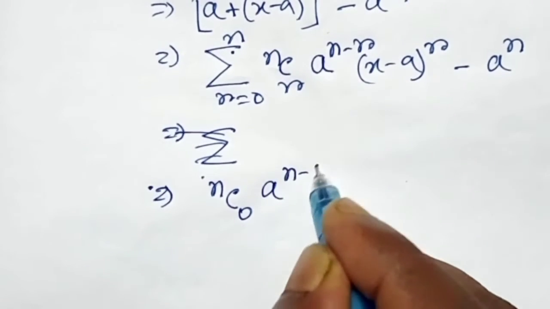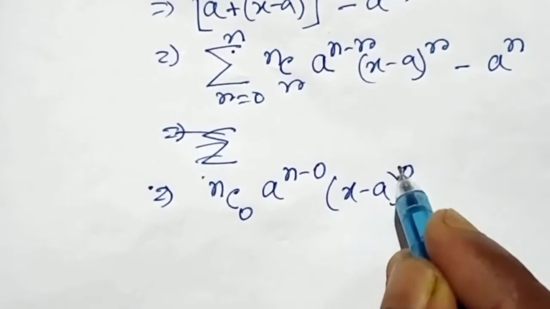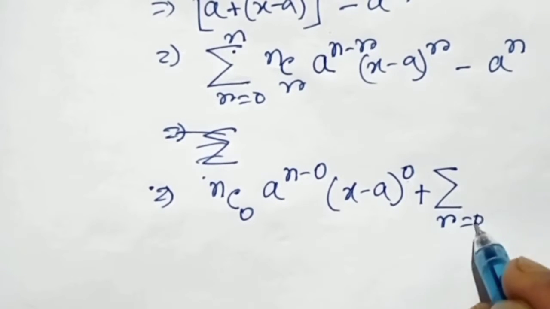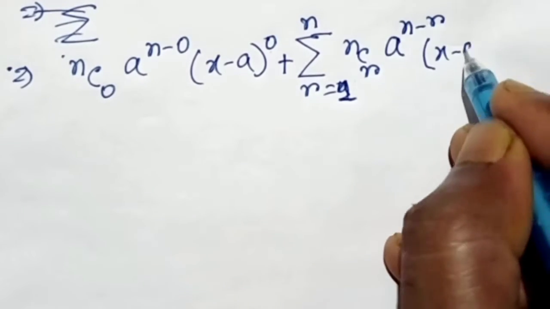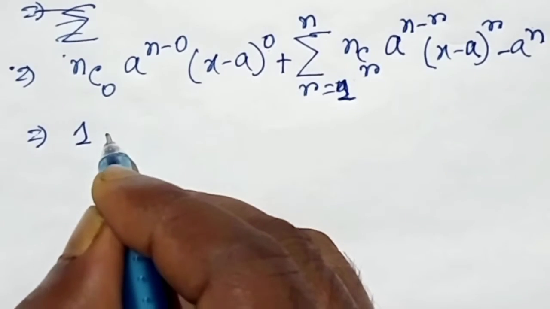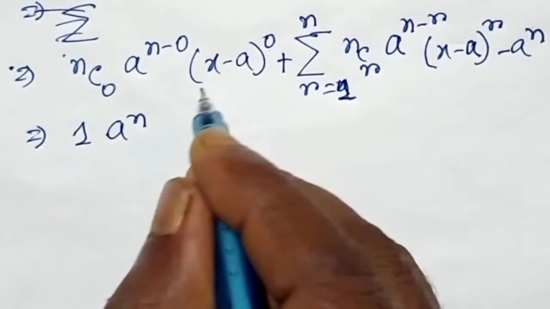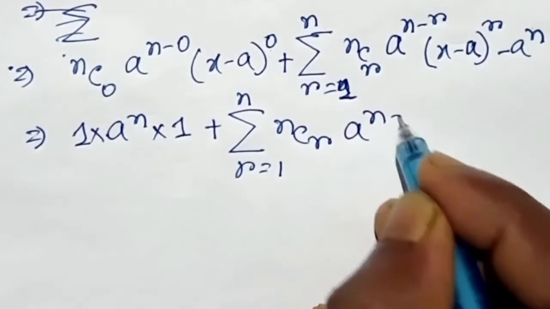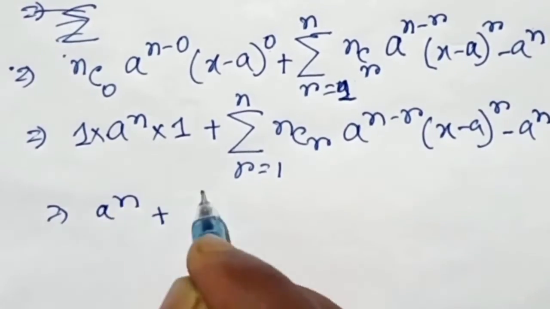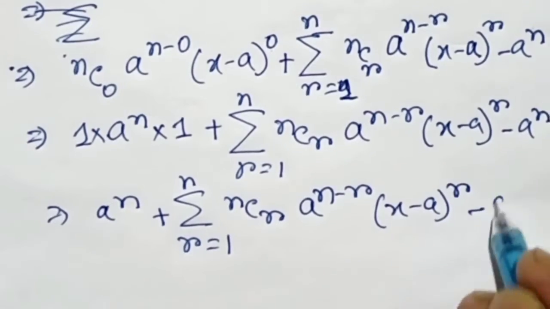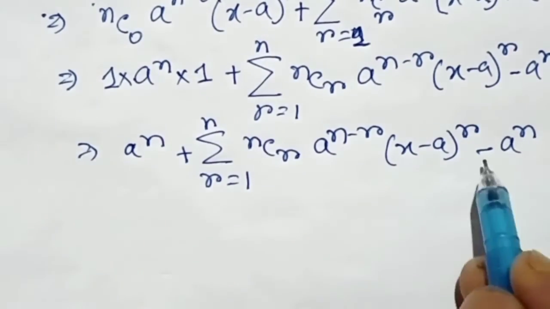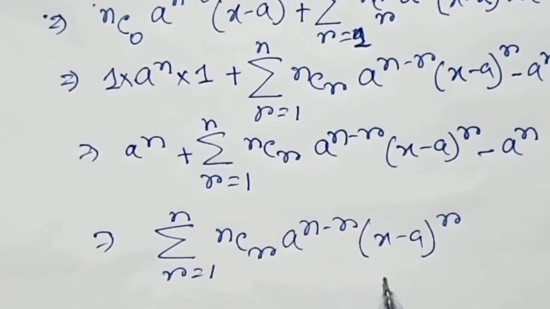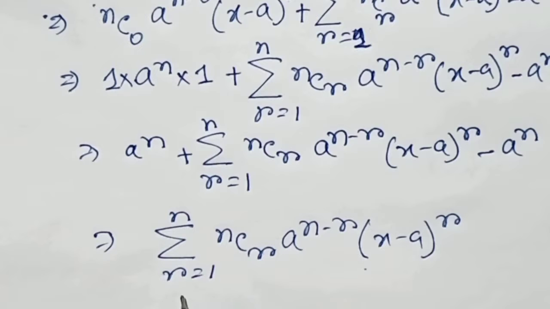So we'll get nC0 a power n minus 0 multiplied by parenthesis (x minus a) power 0, okay, plus r equal to 1, then all the terms, right? So guys, nC0 is simply 1 and a power n minus 0 is simply a power n into 1 because (x minus a) power 0 is simply 1. So plus we will keep this term as it is. Now we can see that the first term will be a power n, plus the second term as it is, and the third term is a power n. So the first term and third term will be cancelled out, okay, and the second term will be remaining, right?